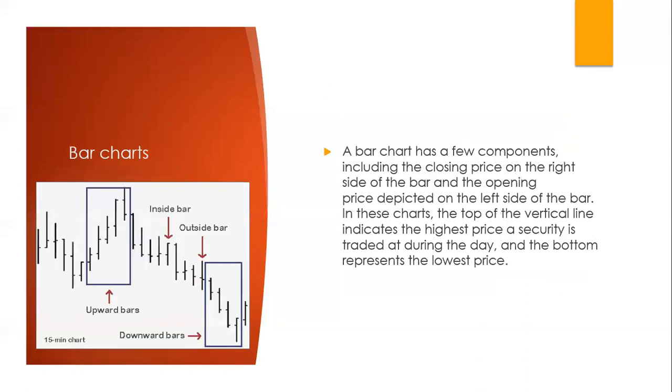So the other type of chart is bars, right? A bar chart has a few components, including the closing price on the right side of the bar and the opening price depicted on the left side of the bar. In these charts, the top of the vertical line indicates the highest price a security traded at during the day, and the bottom represents the lowest price.